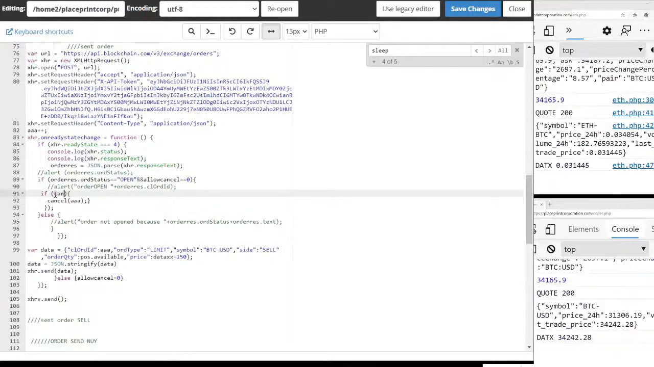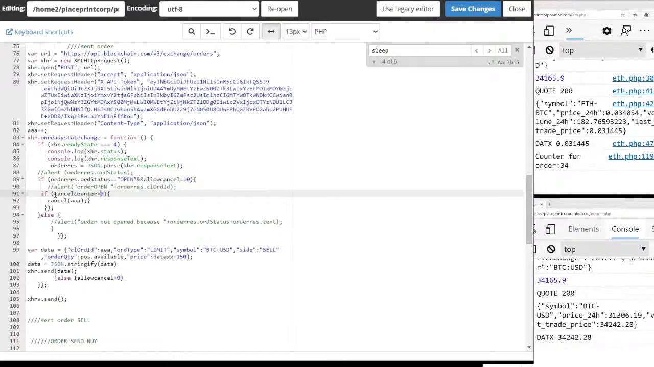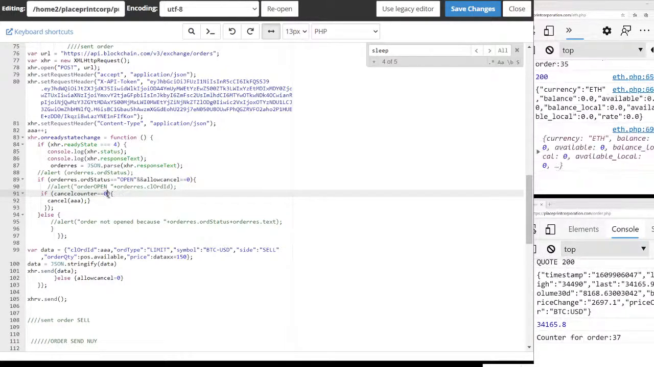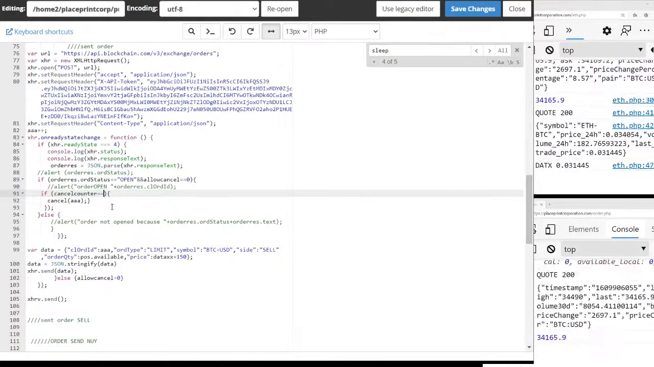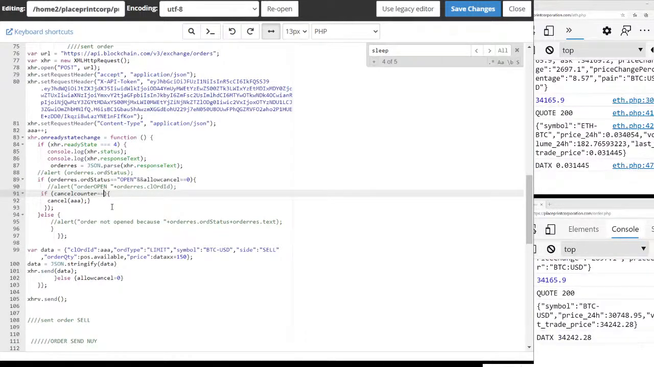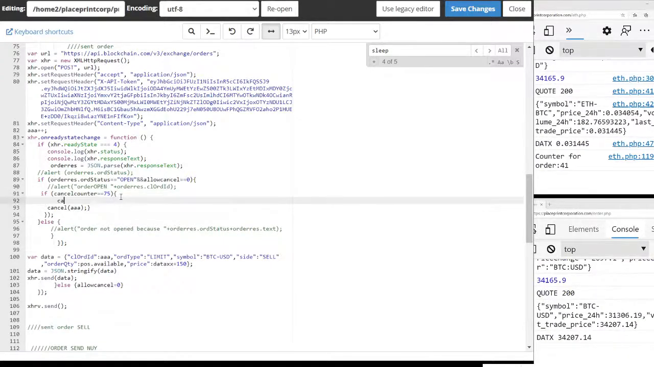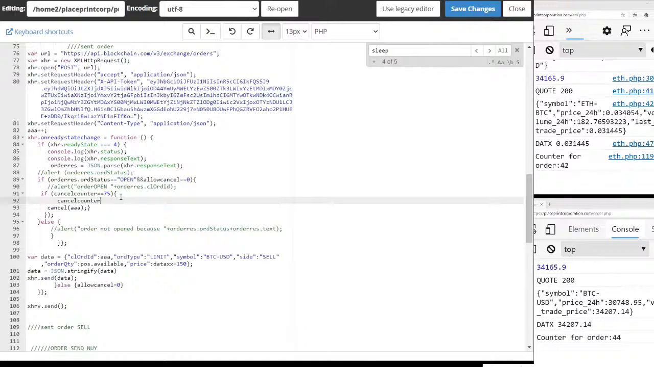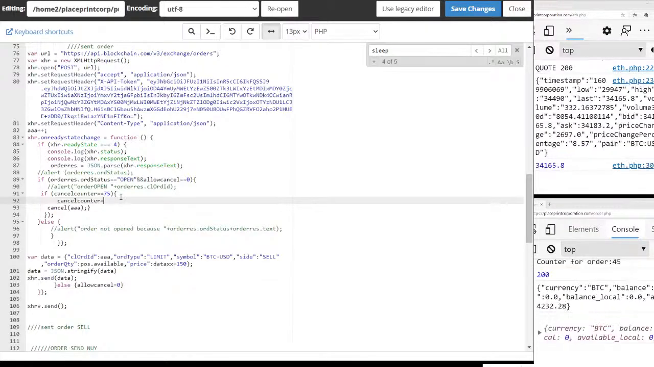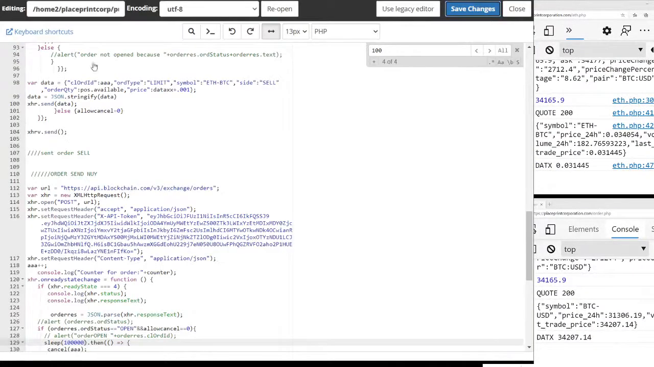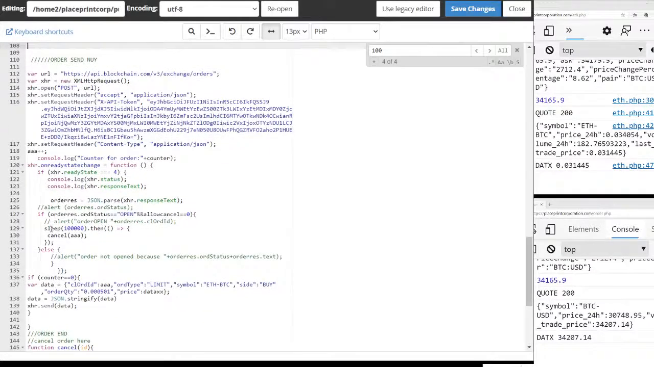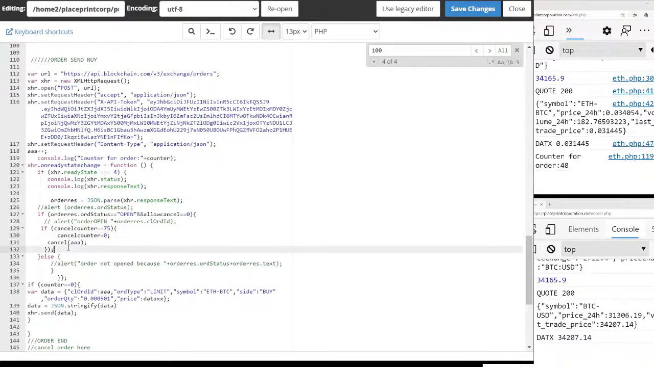Here we go. If cancel counter equals 0, then we'll do, actually, if cancel counter equals, let's say, not 100, but let's say 75, right? Okay, and then we'll just say cancel counter equals 0. I think that's the easiest way to do that. Hopefully we don't have any code errors.